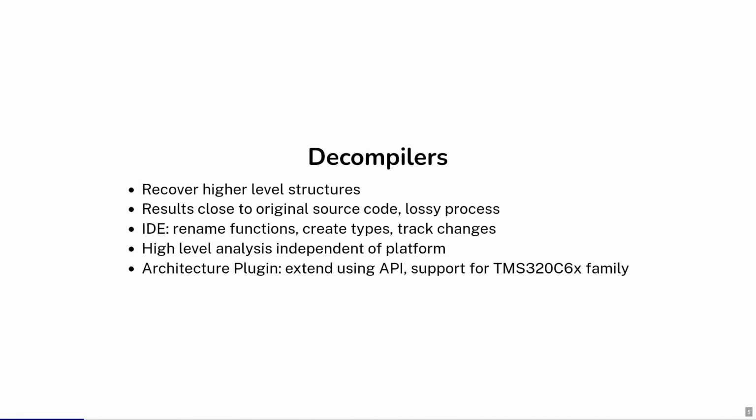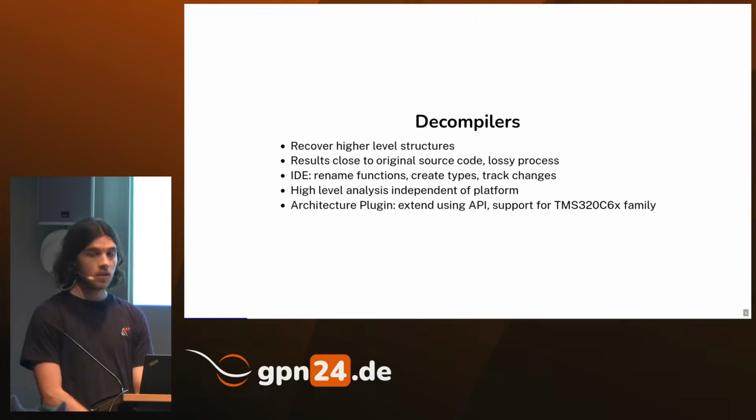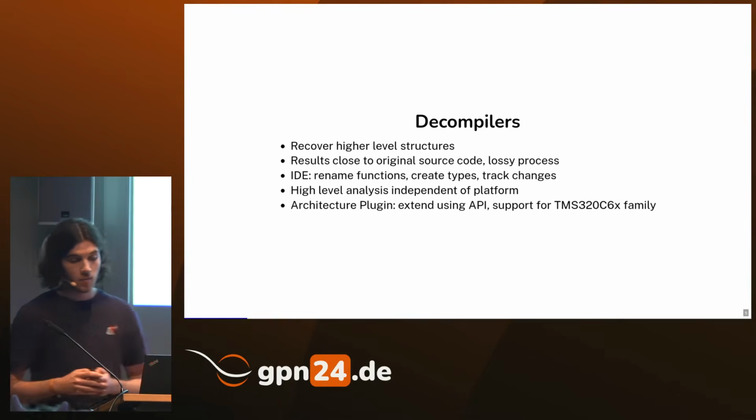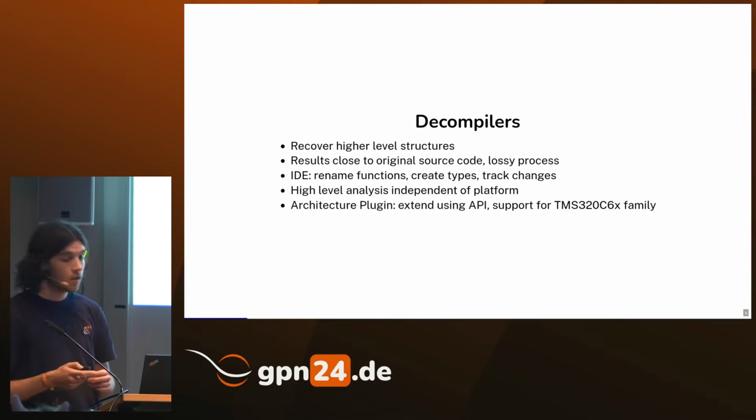A decompiler aims to reverse the work of a compiler, in that it tries to recover higher level structures like loops and functions again, and it tries to recover a result that is close to the original source code, but as the compiling process removes information, the result we get will also be only close, and there will be losses in the process. Our decompiler is like an IDE for reverse engineering, as we can name functions, we can create types, and track our changes as we go.